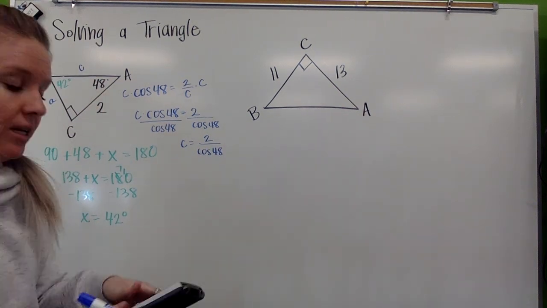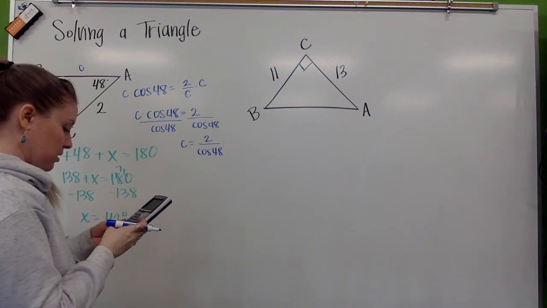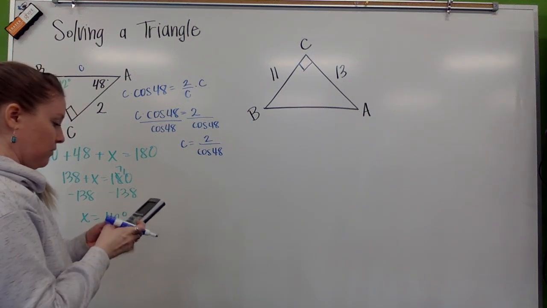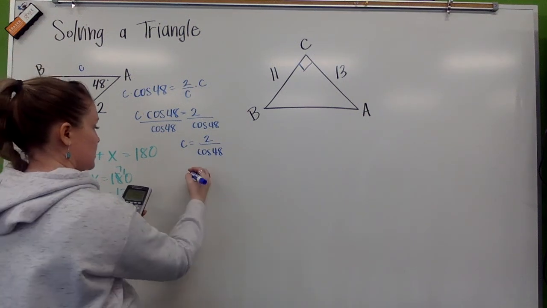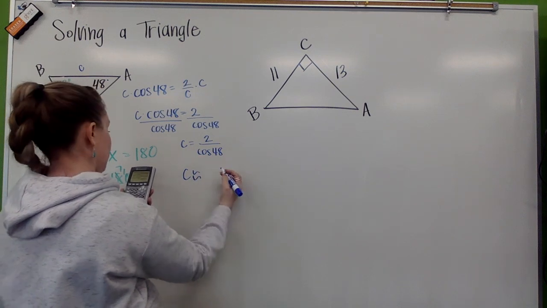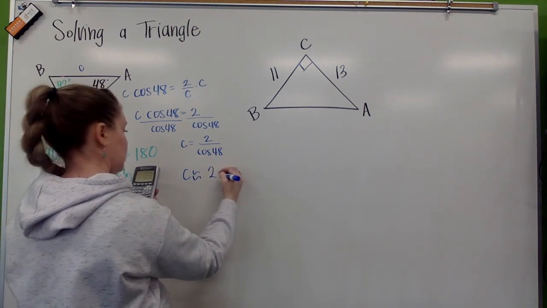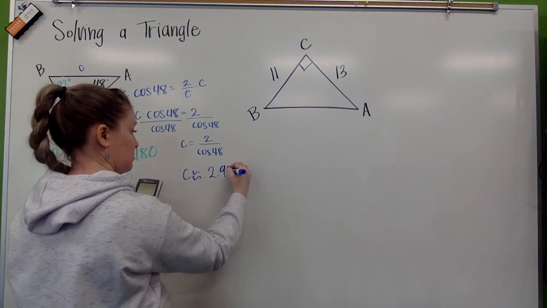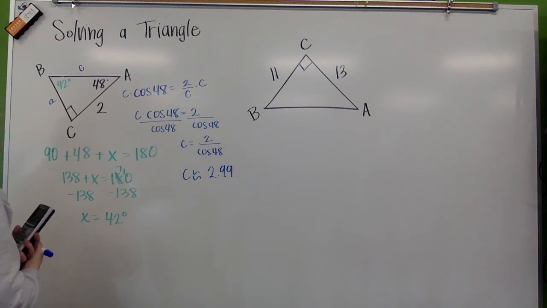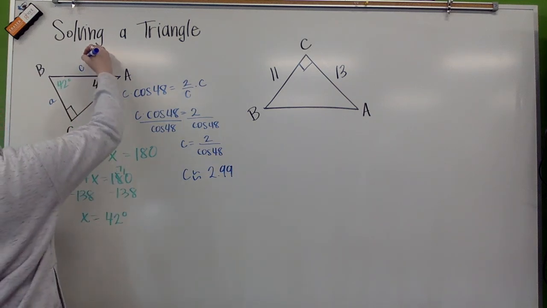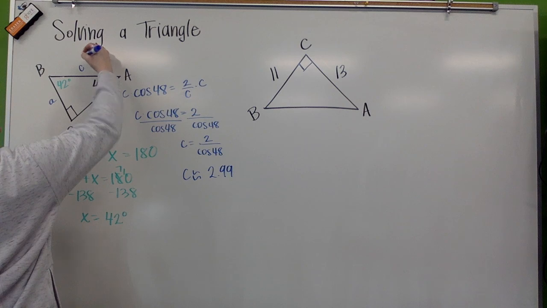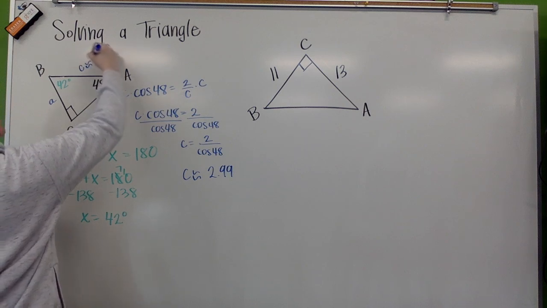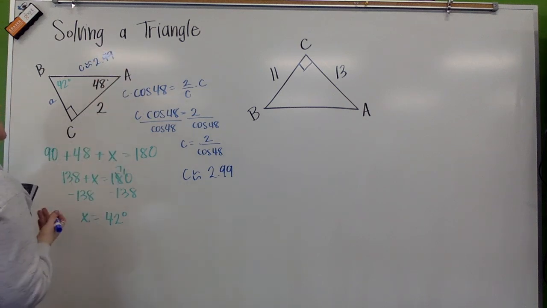Then I'm going to plug that into my calculator: 2 divided by the cosine of 48. This side length is about 2.99. It's a pretty small triangle if you ask me. All right, so this is about 2.99.